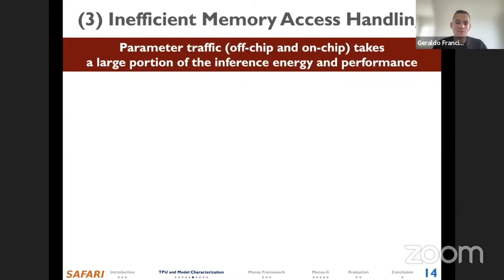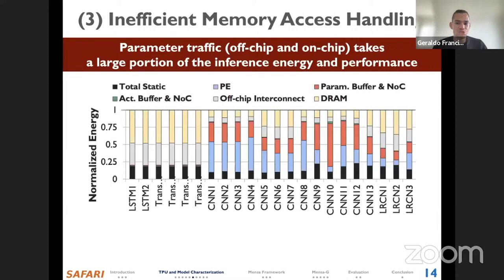So third, we observed that the memory hierarchy of the Edge TPU is not efficient. To illustrate such observation, we use this figure here. In the x-axis, we have different neural network models, and the y-axis, we have the normalized energy efficiency for that inference execution and breakdown for different components of the accelerator, including DRAM, parameter buffers, network on chip, off-chip interconnection, processing elements array, activation buffers, and the static energy that the accelerator spends.